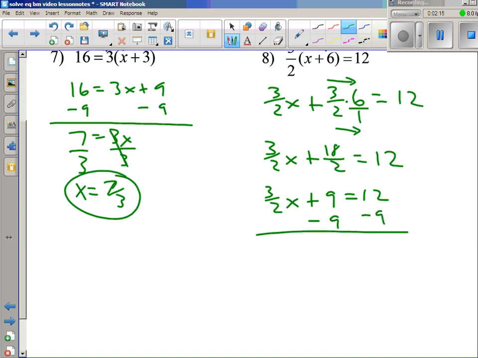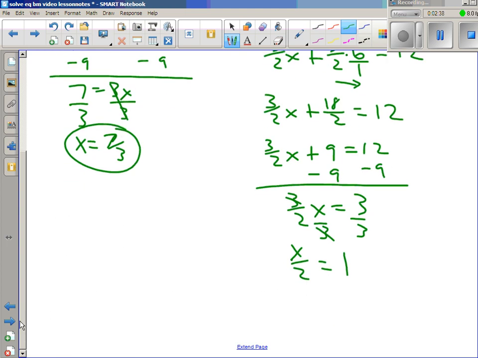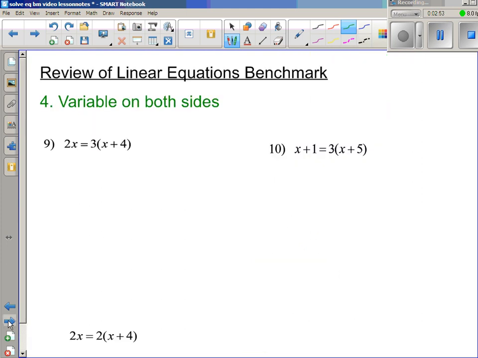You subtract the 9 and undo times by 3 and divide by 2. I'm going to undo the multiplication first. I'm going to divide both sides by 3, leaving me with an x still being divided by 2 equals 1. And then undo divided by 2 with multiply. Okay, hopefully that's the answer you got. You might have taken a few steps differently than I did, but if you got the right answer, your method's working fine. Move on to variables on both sides.